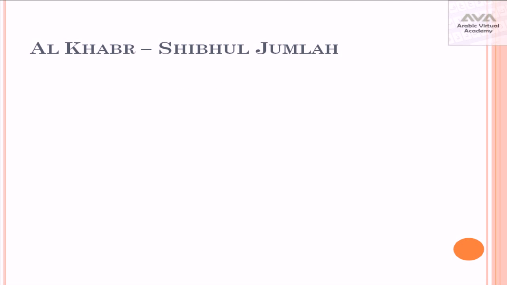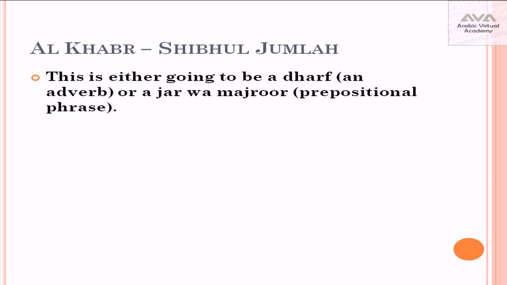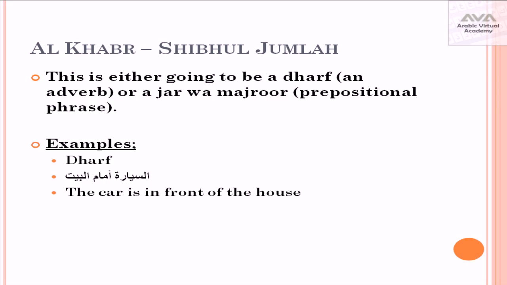As well, the khabar can be a shibh jumla. Now this is saying that either it's going to be a dharf or a jar wa majroor. Like for instance, you see here it says as-sayyara amam al-bayt. Amam is a dharf. This is actually going to be the khabar. The mubtada is as-sayyara. What about the sayyara? It is amam al-bayt. It is in front of the house.